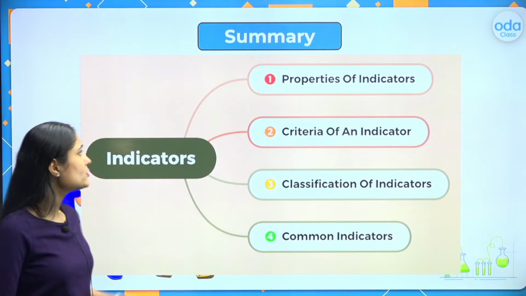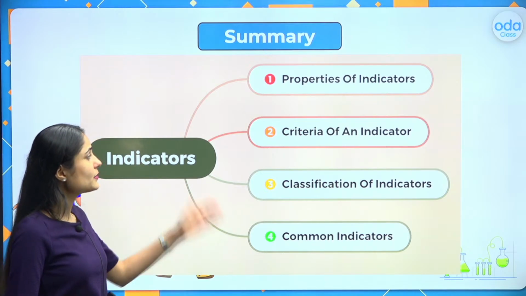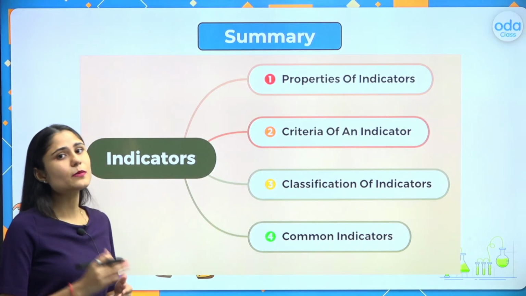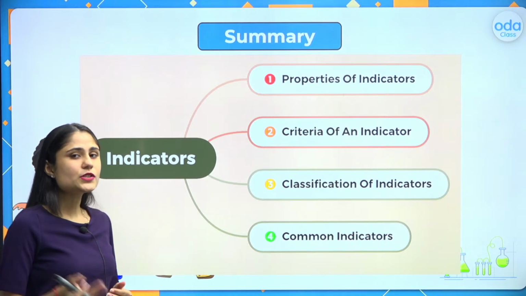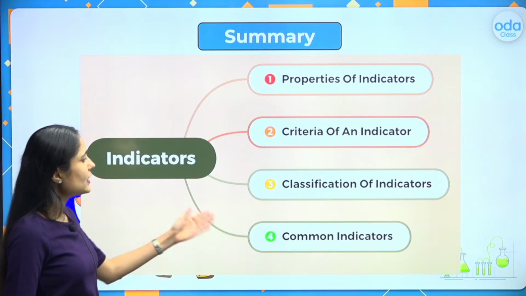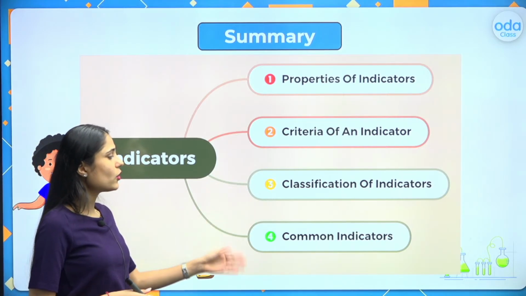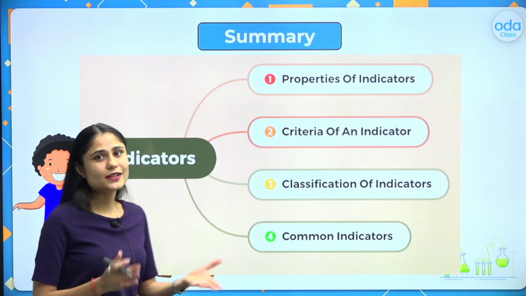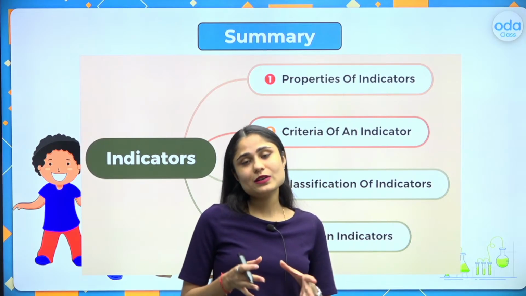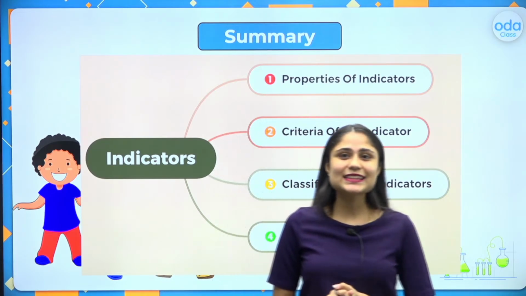We studied the properties of indicators, some criteria of indicators, what all criteria a substance must fulfill so that it can be termed as an indicator. We learned about different classifications of indicators and some common indicators that we have studied in today's class, natural as well as synthetic and visual as well as olfactory. So, dear students, that was it in this session.